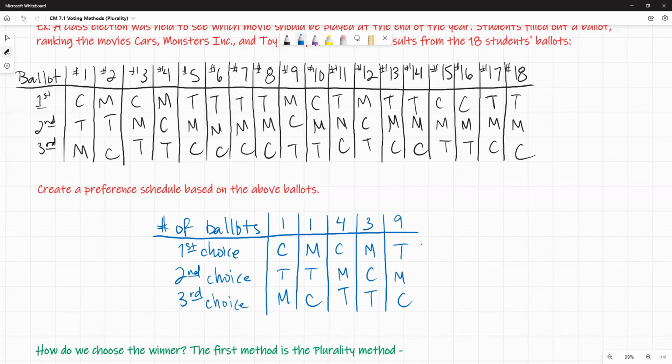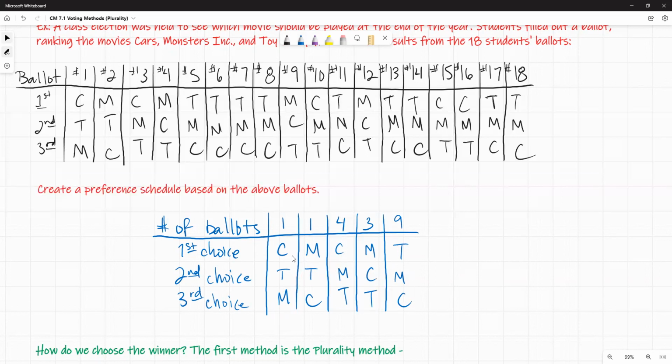Okay. And one easy way to check to see if you need to go any further is this total up here, the total amount of ballots here should match up how many ballots you have, right? So this is 1, 2, 6, 9, 18. And we have 18. So it looks like we're done. We're done with our preference schedule. This is our preference schedule, okay?